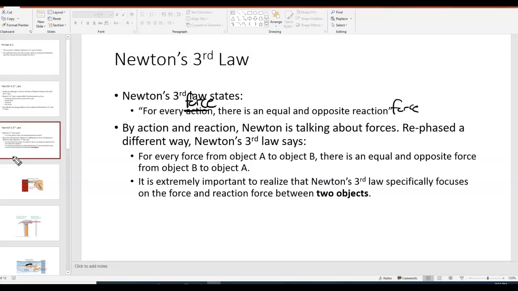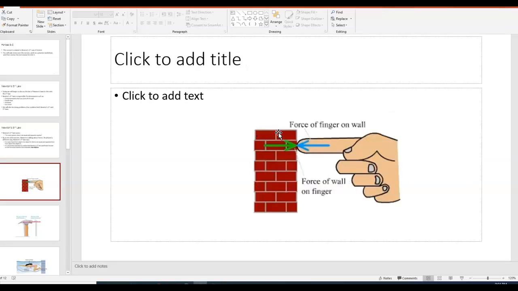So here are some really basic examples. You push on the wall. Your finger puts a force on the wall, and the wall puts the same force back on your finger. If you push harder on the wall, it's going to push harder back on you, and you can feel that. That's because of Newton's third law. In this case, the force from your finger on the wall is the action force. The reaction force would be the force from the wall on your finger.